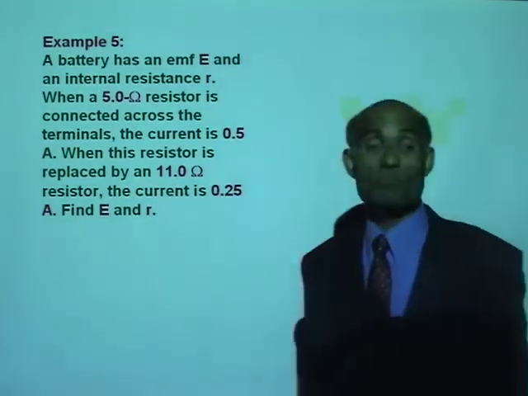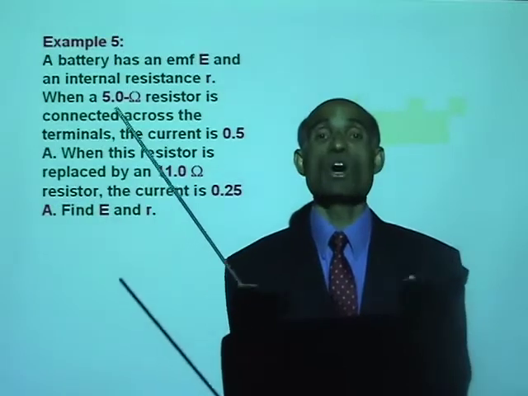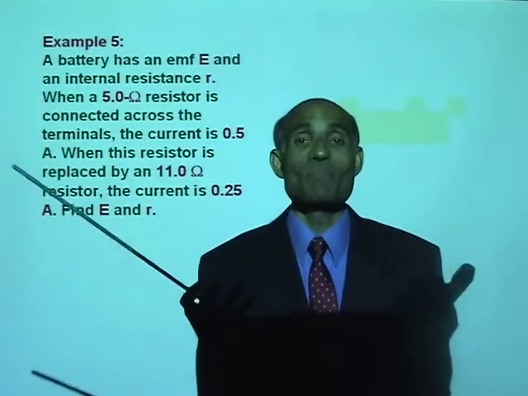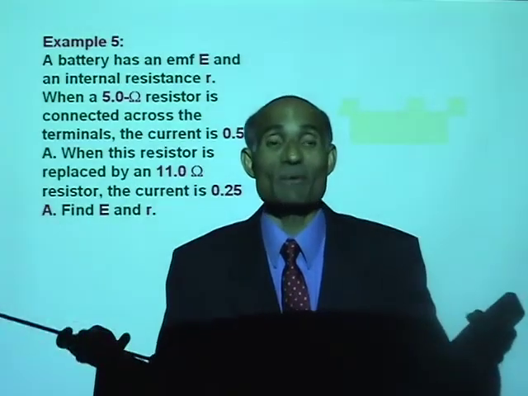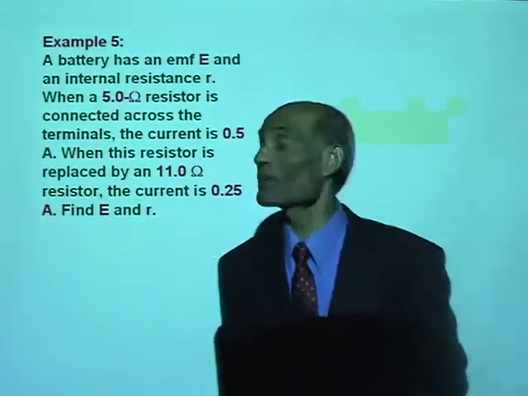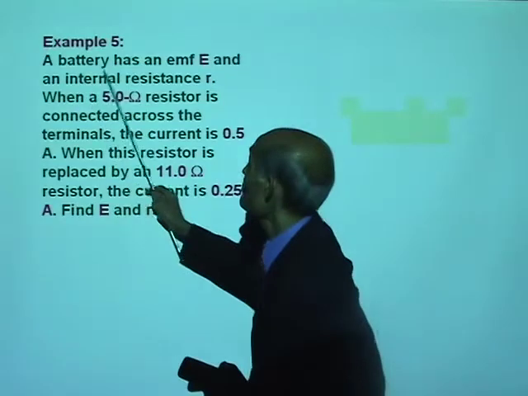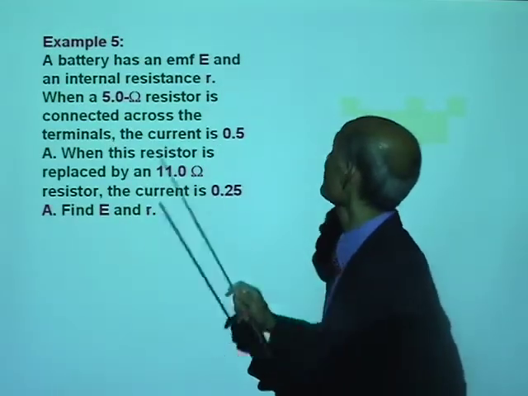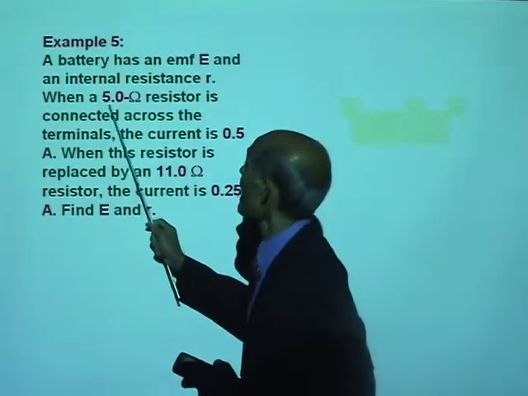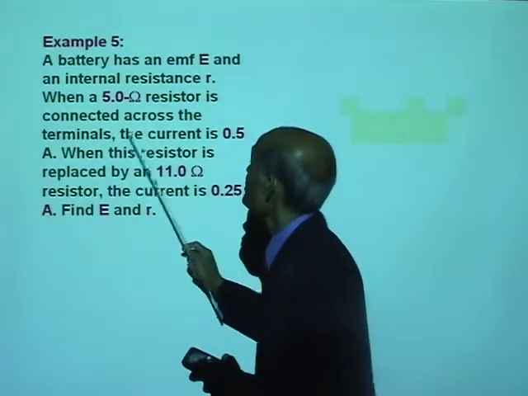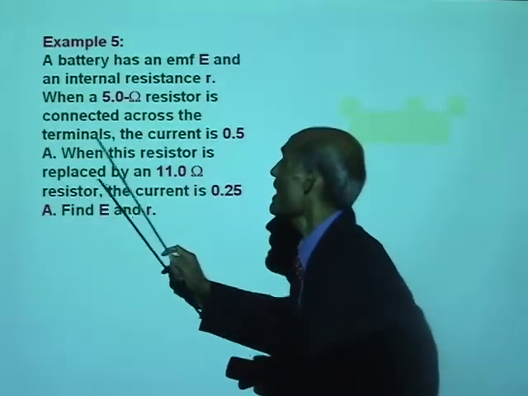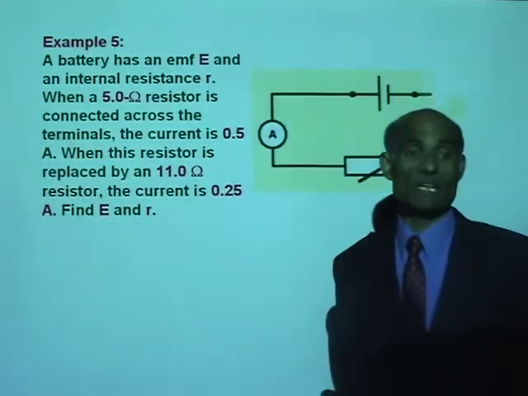Alright, remember, any problem like this can be done only if you know how to represent the problem by using a circuit diagram. Now, what is the circuit diagram like here? A battery has an EMF E and an internal resistance R, and a 5 ohm resistor is connected across the terminals. A current of 0.5 ampere flows in it.